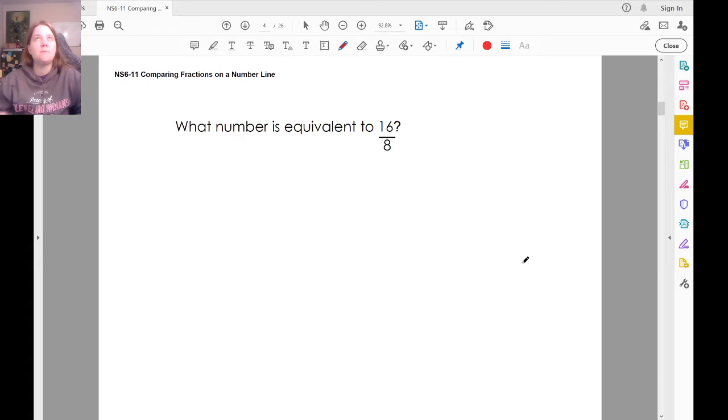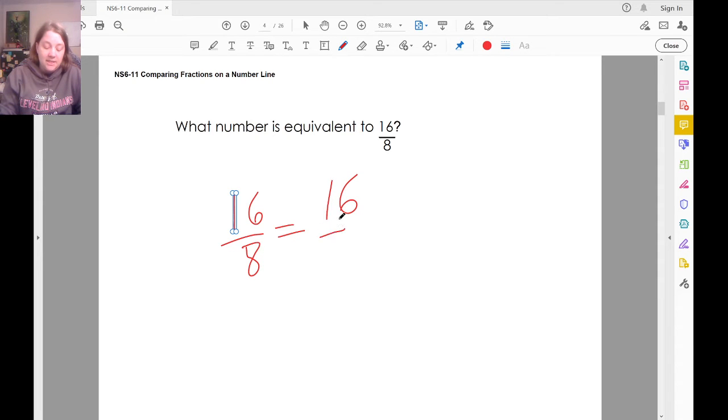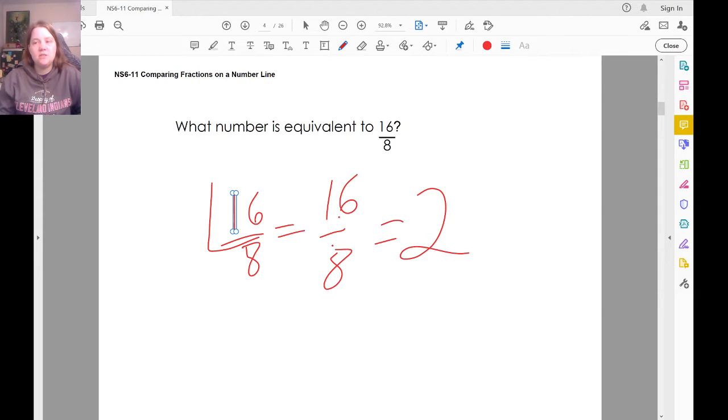So what number is equivalent to 16/8? Well, remember that equivalent means equal to. So if I say 16/8 equals, chances are that I'm going to go ahead and remember that the fraction bar means division. So that we could say 16 divided by 8. But I know that 16 divided by 8 is 2. So there we go.